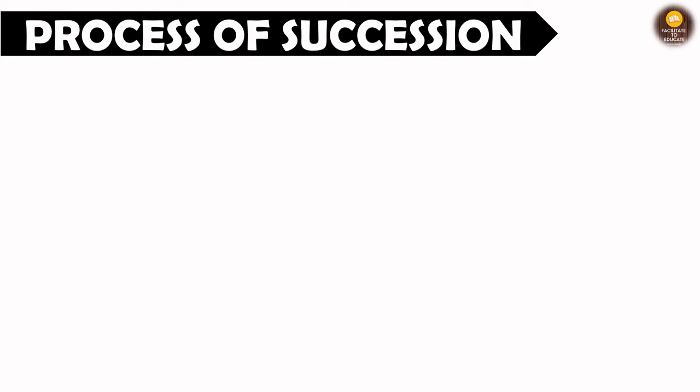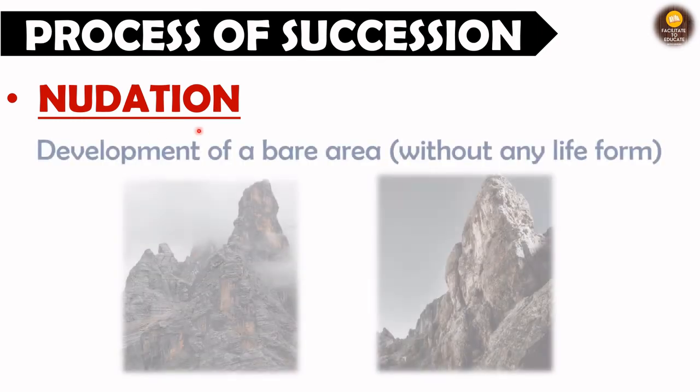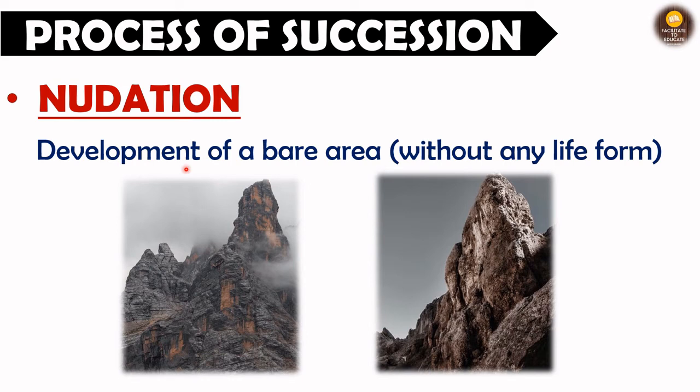Now we will talk about the process of succession. What exactly happens when succession is happening in any area, either secondary or primary? So first is nudation. The first step is nudation. What does it mean? It means development of a bare area without any life form. In the case of primary, there will be development of maybe a bare rock, or there will be a volcanic eruption and the lava will cool down. Or in secondary succession, the area now has no life forms there. So the development of a bare area is known as nudation.